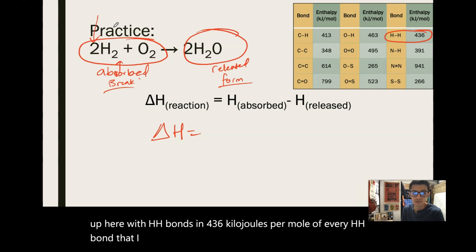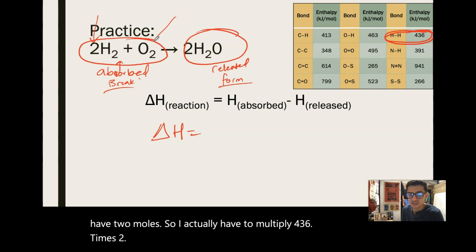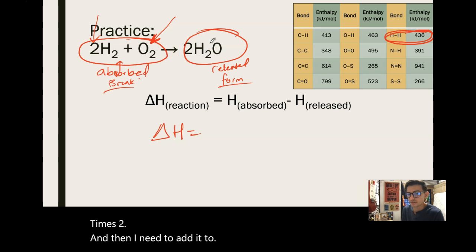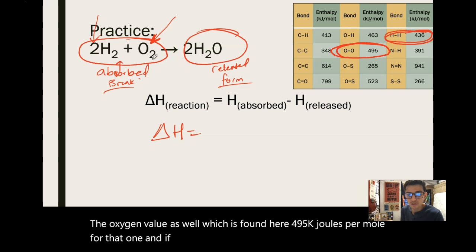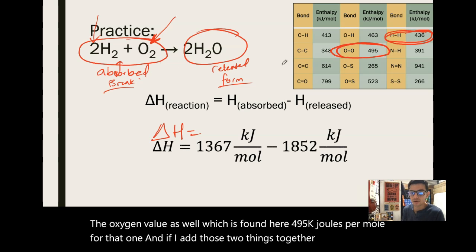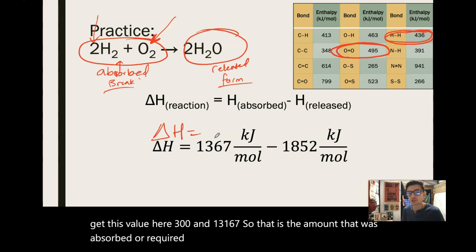I have 2 moles, so I actually have to multiply 436 times 2, and then I need to add it to the oxygen value as well, which is found here, 495 kilojoules per mole for that one. And if I add those two things together, you'll see I'll get this value here, 1367. So that is the amount that was absorbed or required to break the H2 and the O2 bonds. I just summed them together. I added them all together.